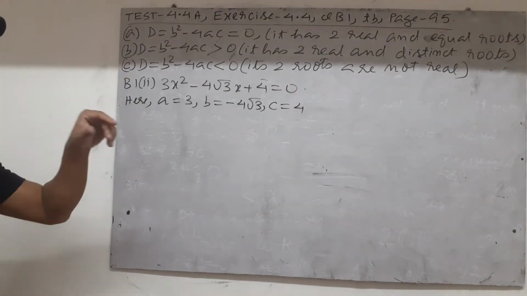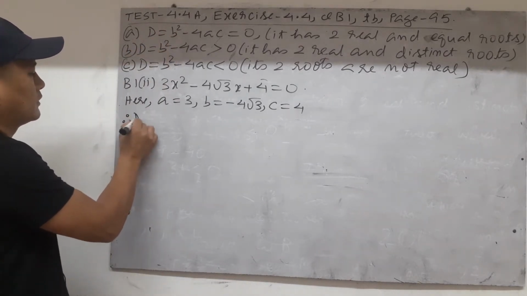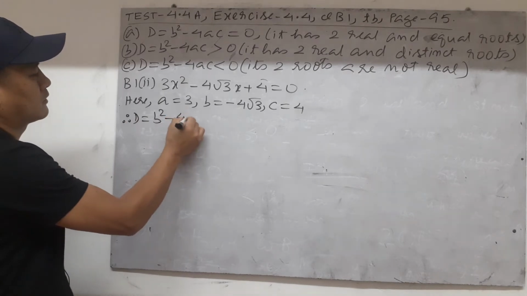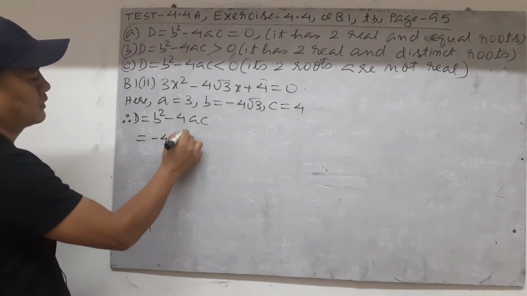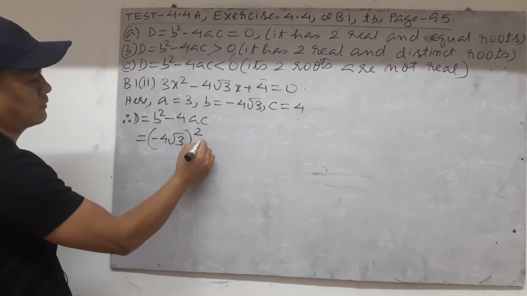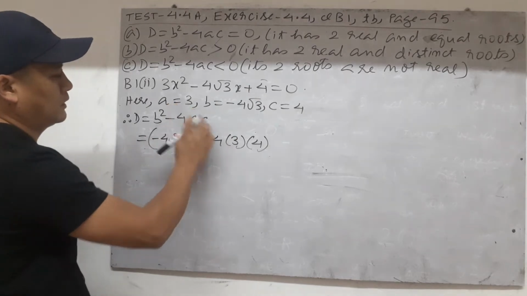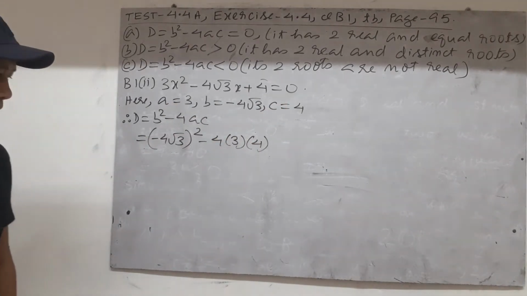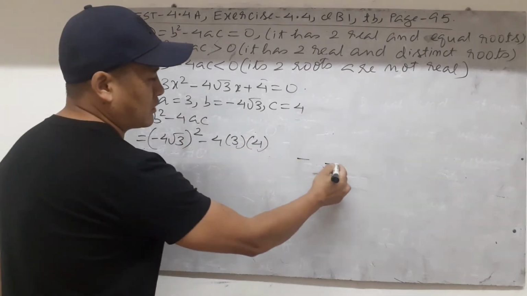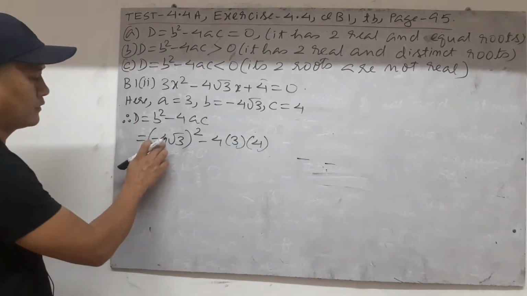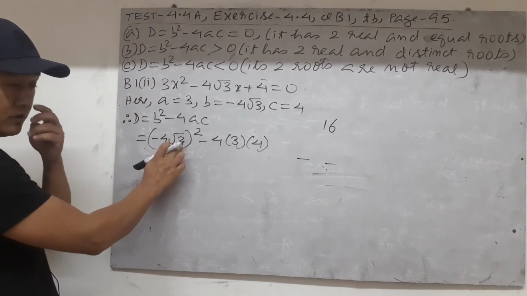The question is saying find the nature of roots, so we have to find this discriminant. Therefore you write d is equal to b square minus 4ac. So b is here, as we can see, minus 4 root 3. Put it in a bracket, square, minus 4 into a into c. I hope you're getting it right. Now here, minus to the power 2 means minus 2 times, so plus. Then 4 square is 16.